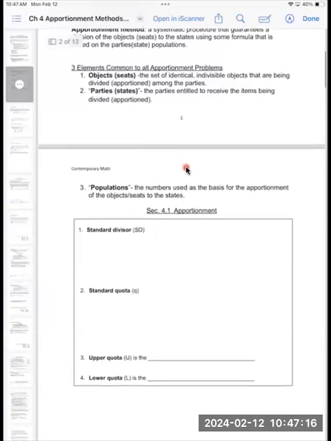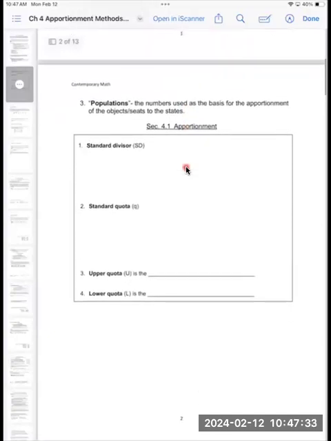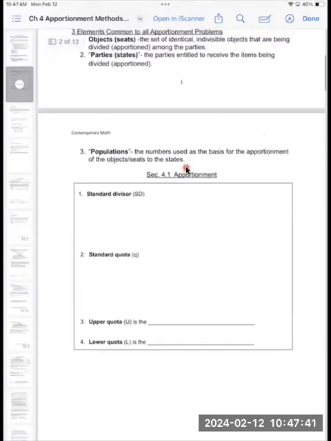And then the parties are the states. The parties are entitled to receive items, and it's going to be proportional. Ideally, we're going to try to do it as proportional as possible to the population that they have. The population is the number used as the basis of the apportionment of the objects or the seats. So we're going to be handing out the seats in Congress based on the proportion of that state's or party's population.